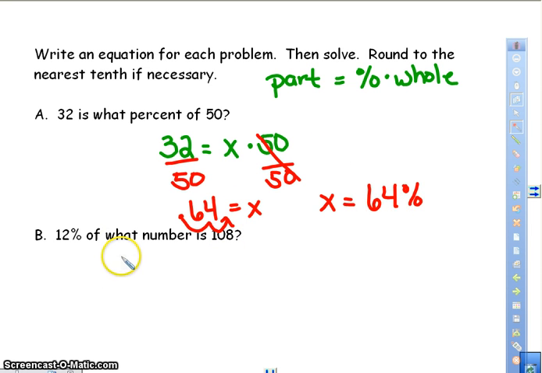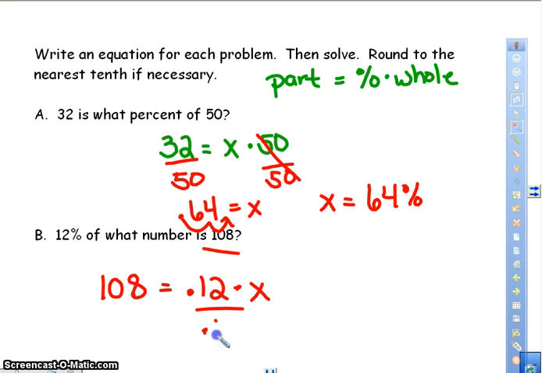Okay, 12% of what number is 108? So I have my part, which is 108. 12% is 0.12, and I'm multiplying by whatever the whole is. So I'm going to divide both sides by 0.12 to get x by itself. Remember, you changed our percent to a decimal. So 108 divided by 0.12 is 900. So x would equal 900.